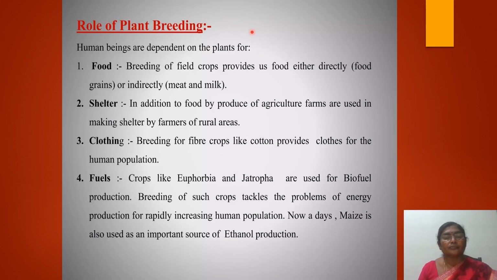What is the role of plant breeding in human welfare? Human beings are dependent on plants for food. Breeding of field crops provides us food either directly, that is through food grains, or indirectly through meat and milk. Then comes shelter. In addition to food, by-products of agriculture are used in making shelter by farmers of rural areas. Then next comes clothing. Fiber crops like cotton provide clothes for the human population. Fuels. Crops like euphorbia and jatropha are used for biofuel production. Breeding of such crops tackles the problems of energy production for a rapidly increasing human population. Nowadays, maize is also used as an important source of ethanol production.